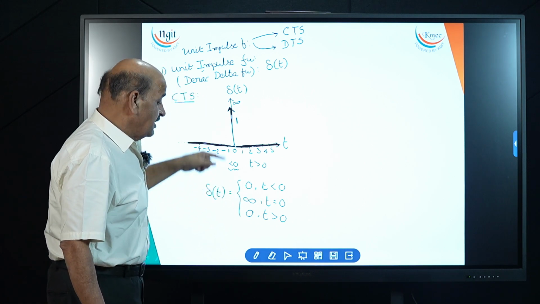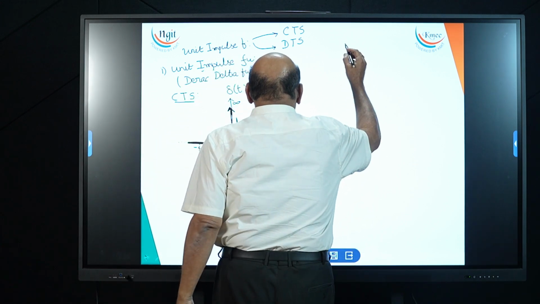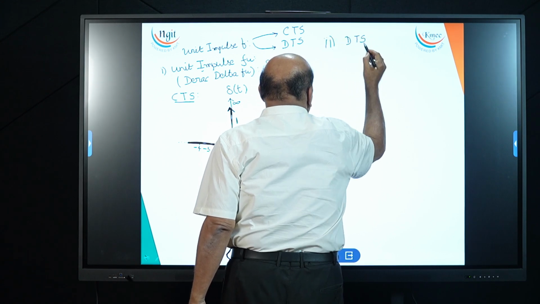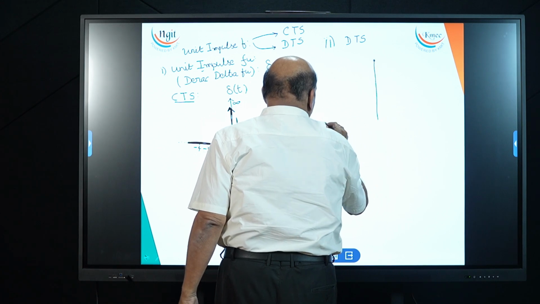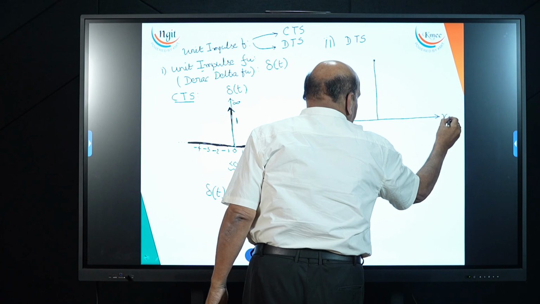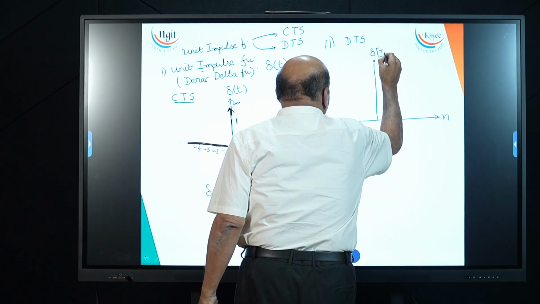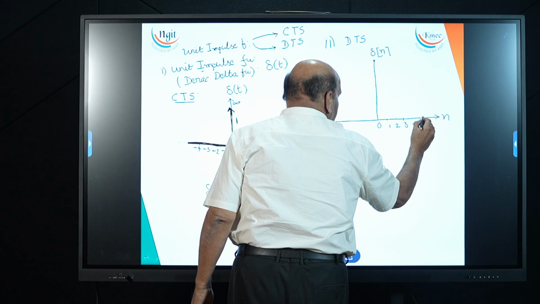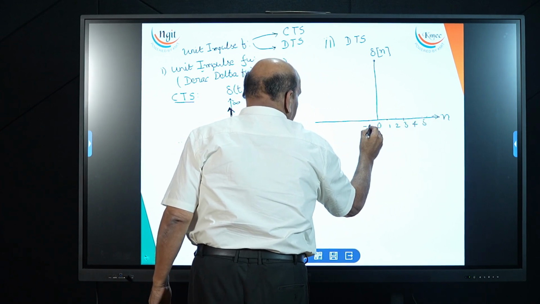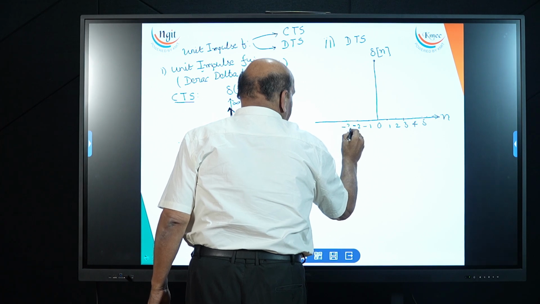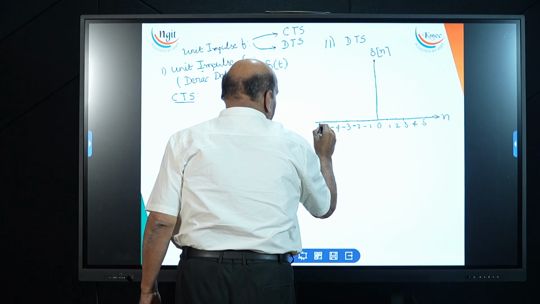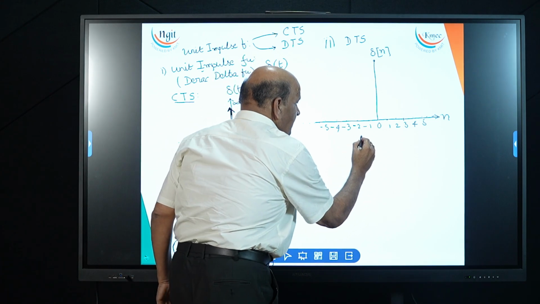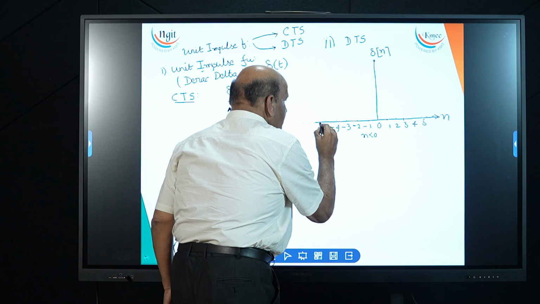Now the same concept, we are discussing under discrete time signal. Look at under discrete time signal. Now go for the same graph. This is n. This is Dirac delta function. 0, 1, 2, 3, 4, 5, etc. Here -1, -2, -3, -4, -5, etc. Look at the difference. Now, as long as n is less than 0, all values are zeros.